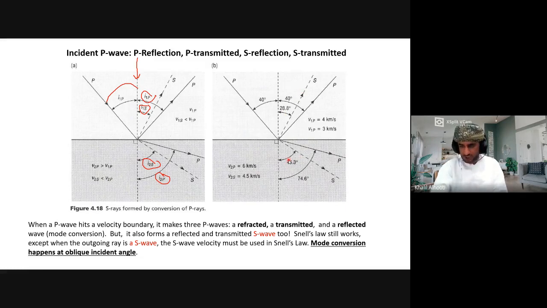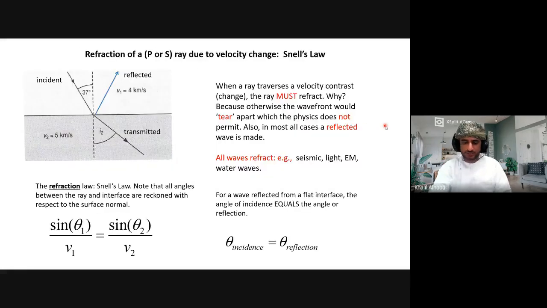And what's Snell's law? Snell's law is basically this law. V1 is the velocity of the upper layer, V2 is the velocity of the second layer. You need to know these velocities and the angle of incidence. That's the angle of incidence. You then need to work out the angle of refraction. So if I ask you, if the angle of incidence is 37 and the velocity of the first layer is 4 kilometers per second, what is the angle of reflection?